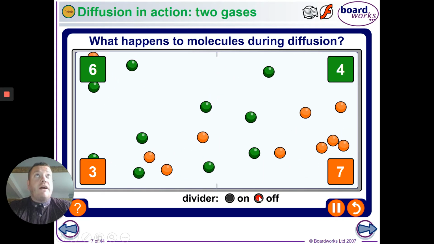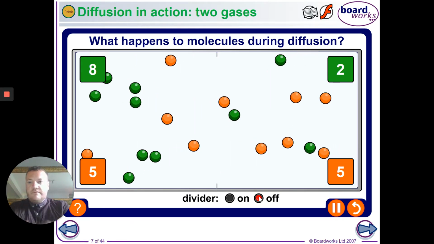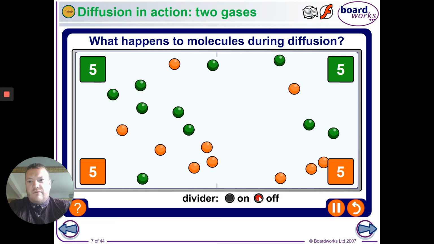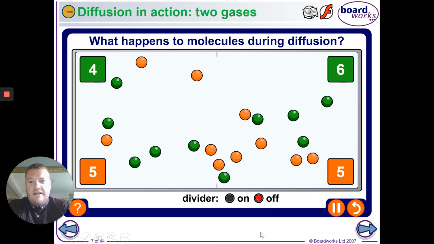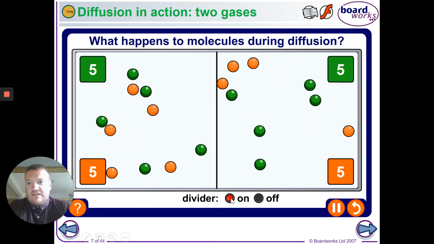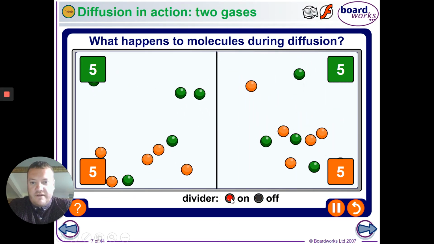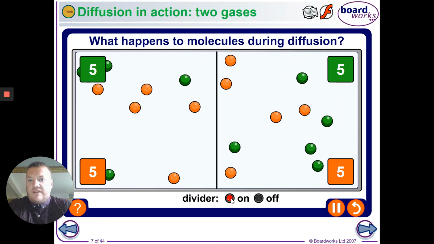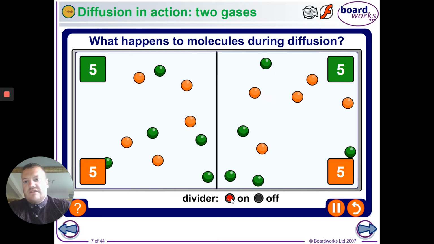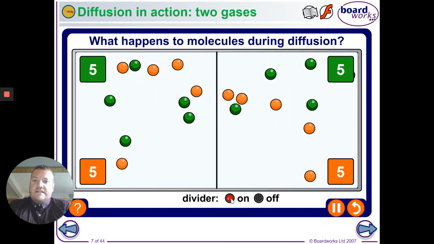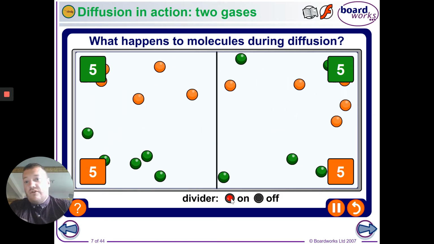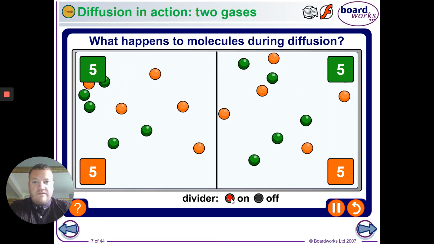If I allow them to mix by removing the divider, and then let them mix around for a while, so they're diffusing, the greens are diffusing to the right, the oranges are diffusing to the left, and actually we reach a point where it's pretty even. And now, overall, the numbers of greens and oranges, in fact, it just stopped 5, 5, 5, 5. The number of greens and oranges is completely equal on both sides. Now, that doesn't mean that the oranges have stopped moving left, and it doesn't mean that the greens have stopped moving right. What it means is the oranges are moving left at the same speed as the greens are moving right, and they're moving back and forth, oranges left and right, greens left and right at the same rate.